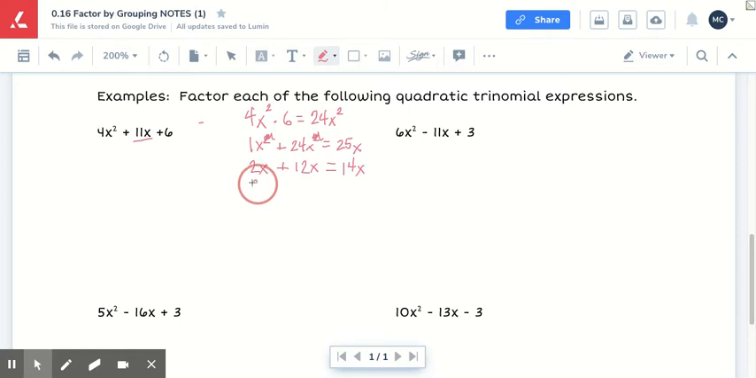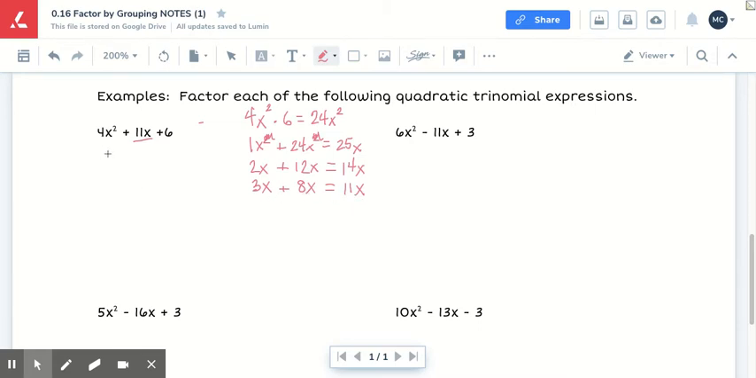24 is divisible by 3 also. That's 2 plus 4 is 6, which is divisible by 3. So 3x plus 8x. 3x times 8x is 24x squared. 3x plus 8x is 11x. And 11x is what I was trying to create. It's a positive 11x. So I actually don't need to go any further. There are many more factor pairs for 24x squared, but I don't need the rest of them. I've already found the one I need.